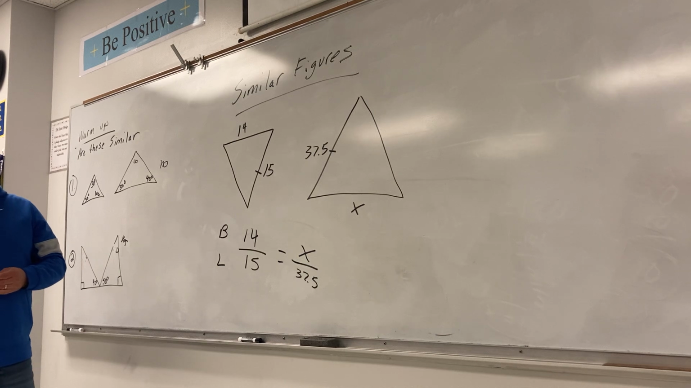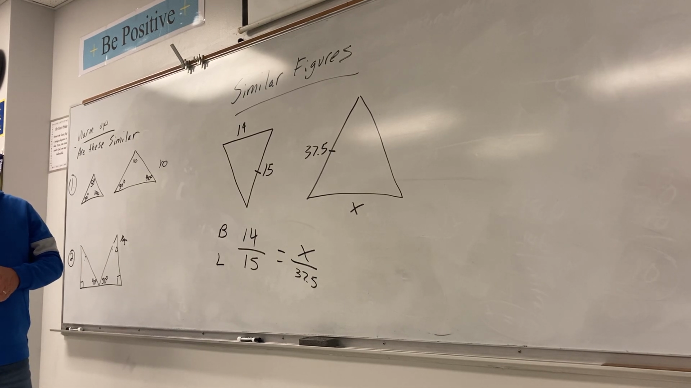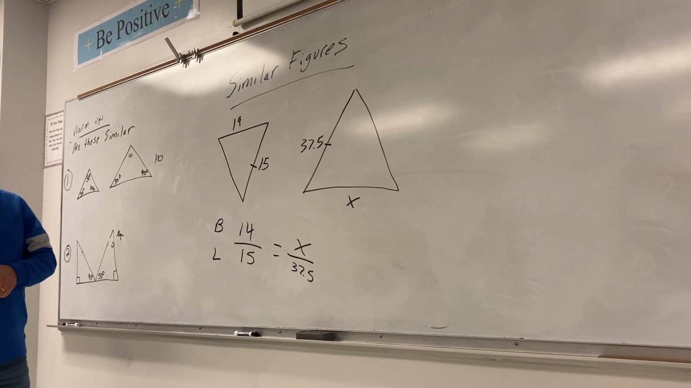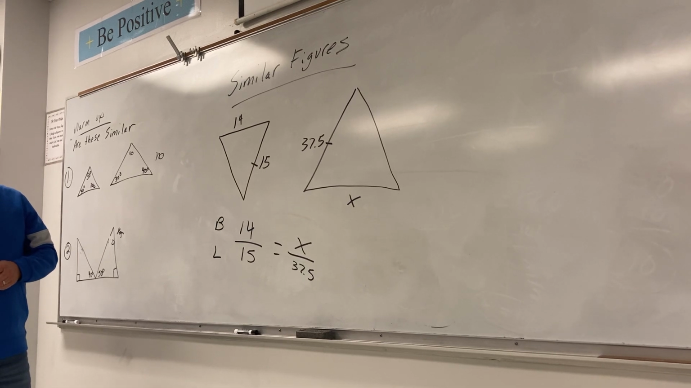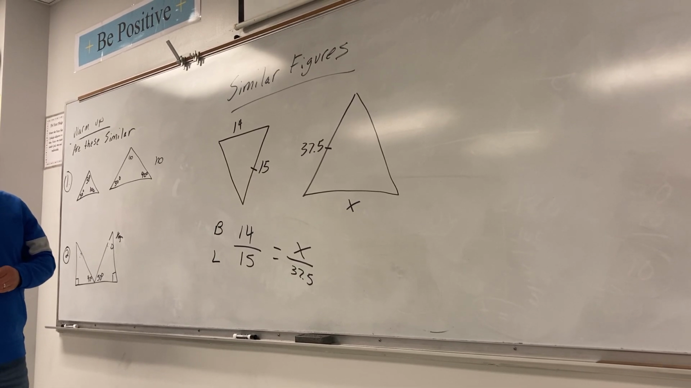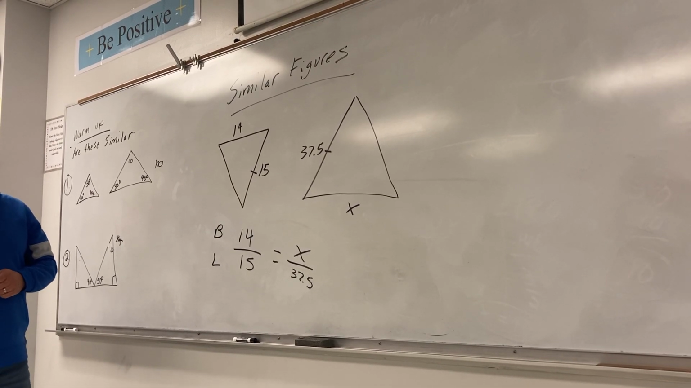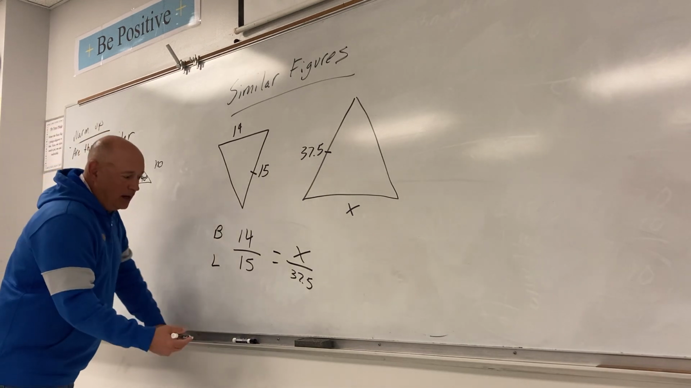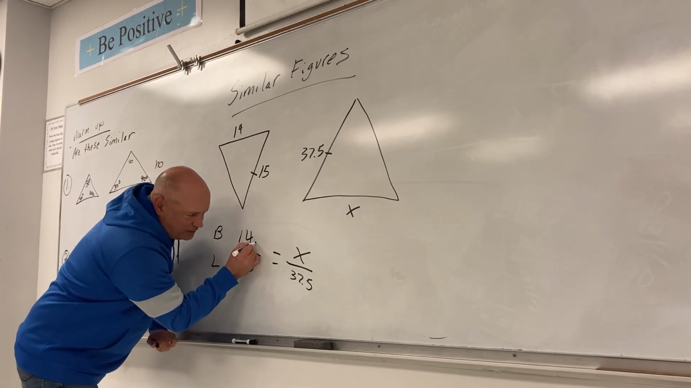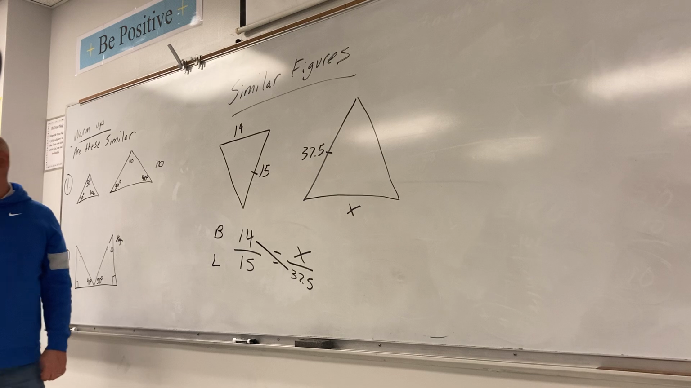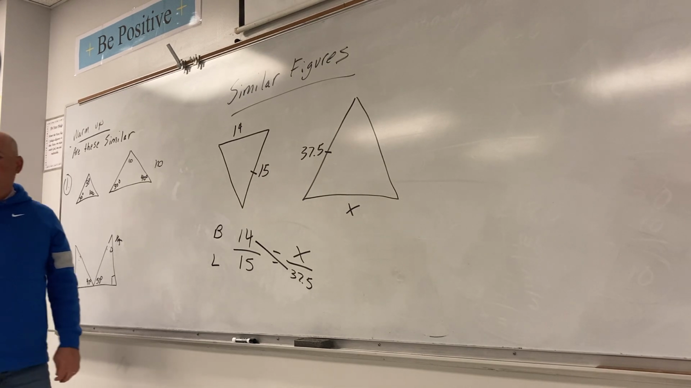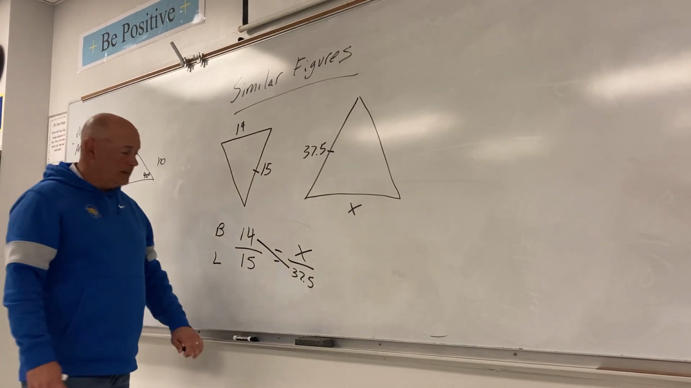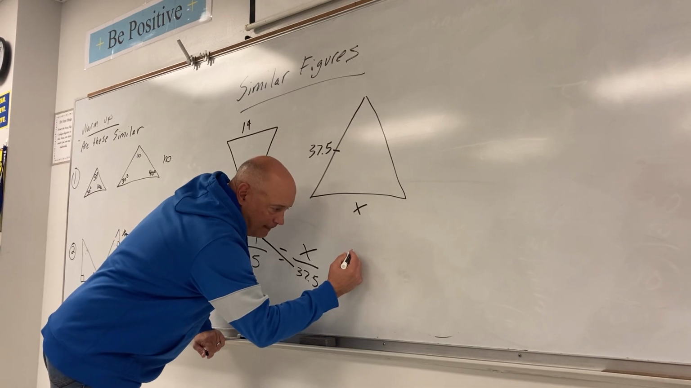Can anybody do this one in your head? Asen, you can? What is it? 35. Try again. No, I think you're right. Yeah, okay, good. All right, well, let's go ahead and do bat and ball. So what's 14 times 37 and a half? Calculator, people. Type it in. Pretty big number.